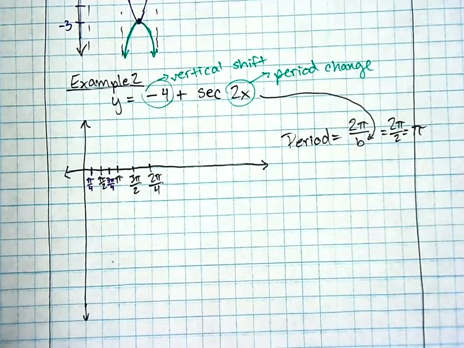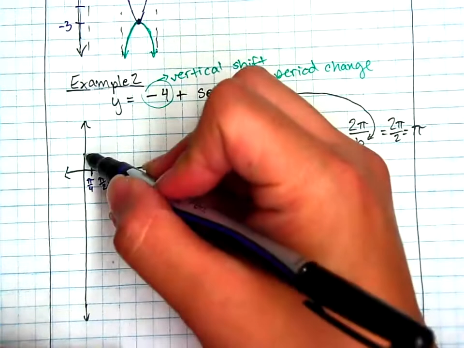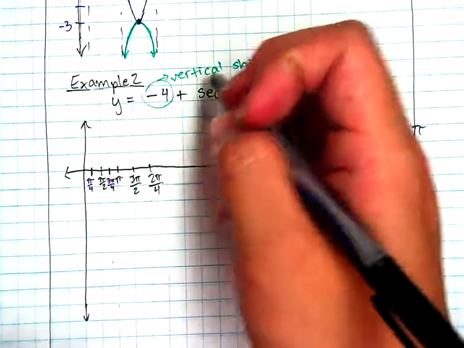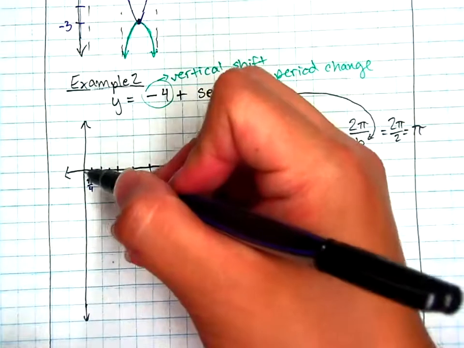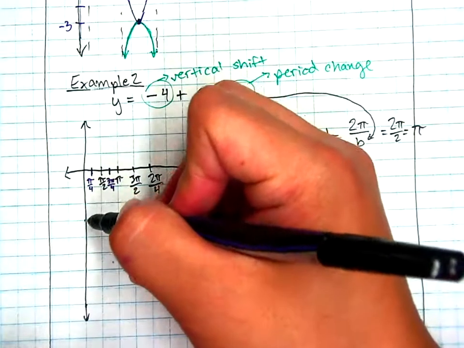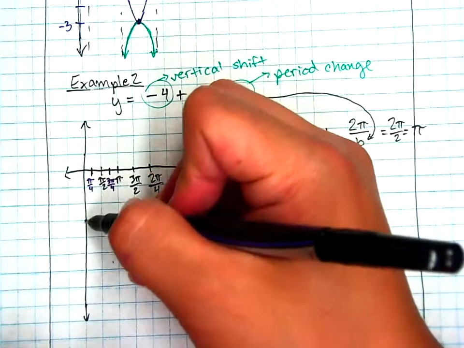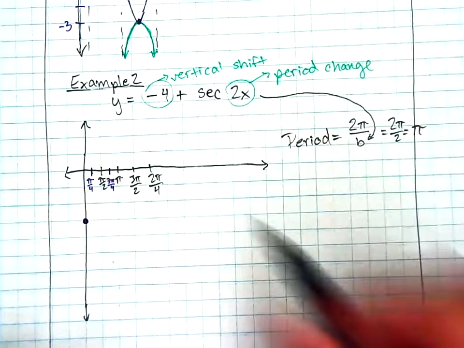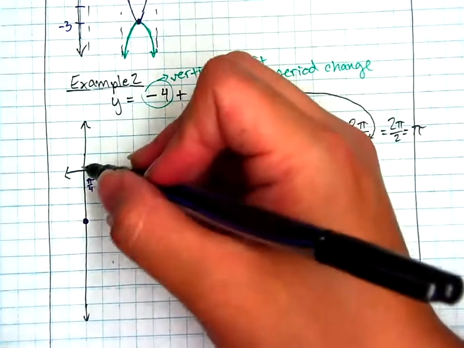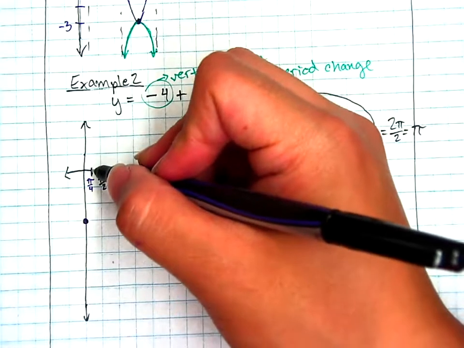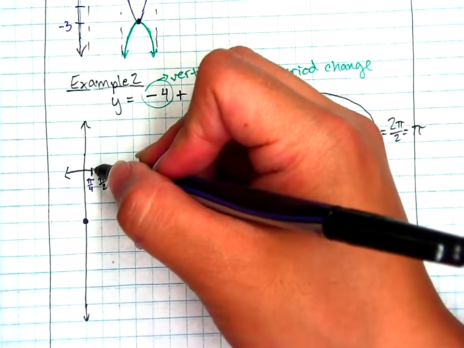So the first one I'm actually going to graph is my cosine function, just because I'm familiar with that. I know that at 0, cosine starts off at 1, but because I'm taking a vertical shift of 4, I have to move it down. So 1, 2, 3, 4. So all the way down to negative 3. And then starting at pi over 4, we're now going to be back at 0.